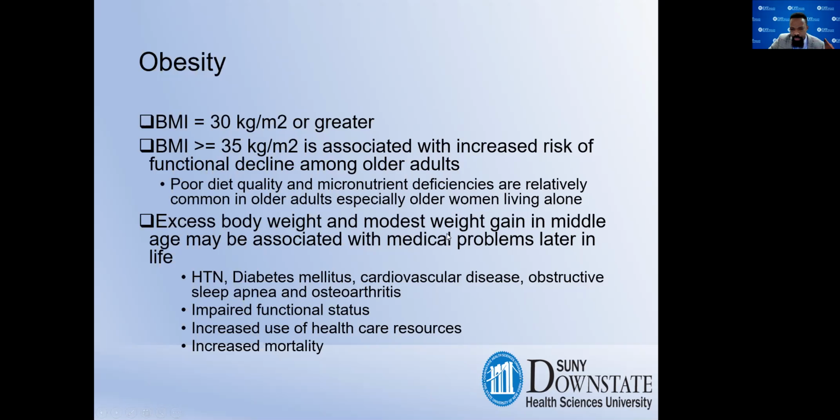Excessive body weight and modest weight gain in middle age may be associated with medical problems later in life. Yeah, there's a correlation, there's an association between obesity and hypertension. There's a correlation, an association between obesity and diabetes. Visceral obesity is a risk factor, a major risk factor for type 2 diabetes, right?